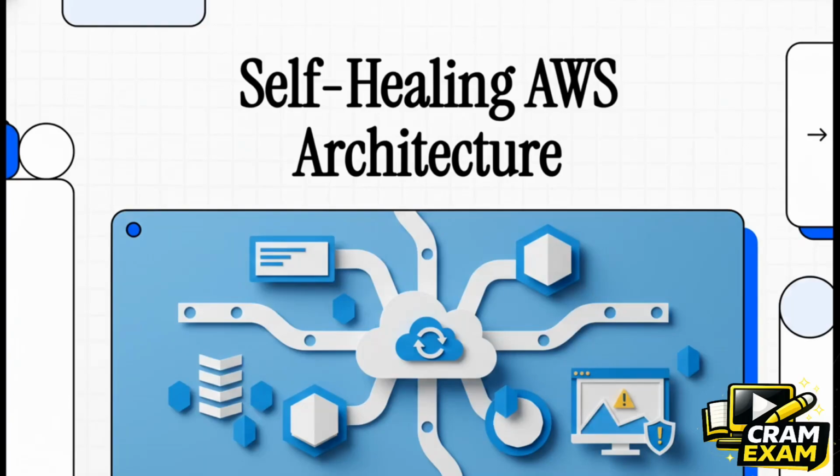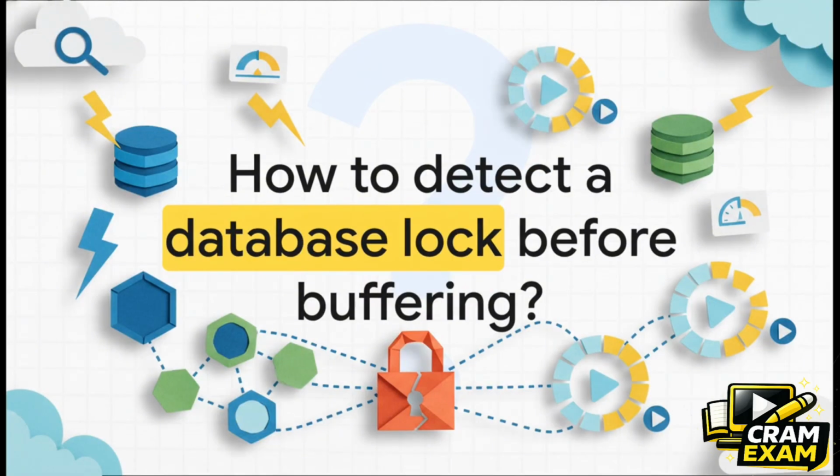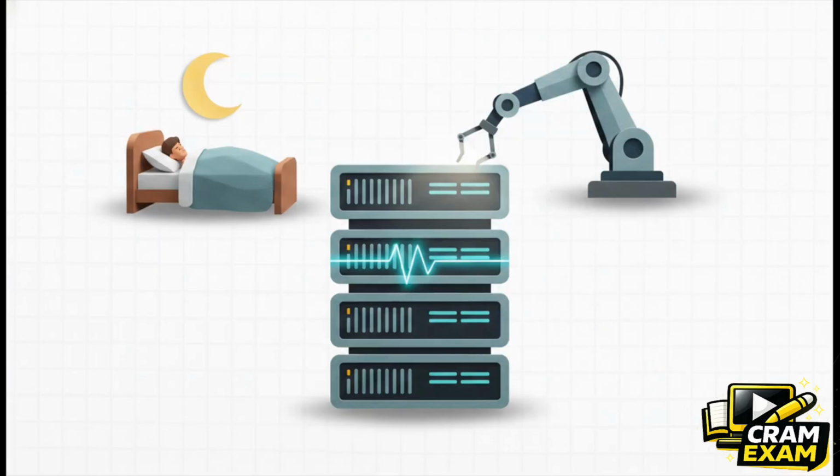All right, let's dive right into it. How exactly did Netflix know their servers were failing before a single customer even complained? Or think about this. How did they know a database node was locking up before a single person's movie even started buffering? Well, it's because they didn't just sit around waiting for humans to notice the problem. No, they built a system that actively monitors its own heartbeat, right?